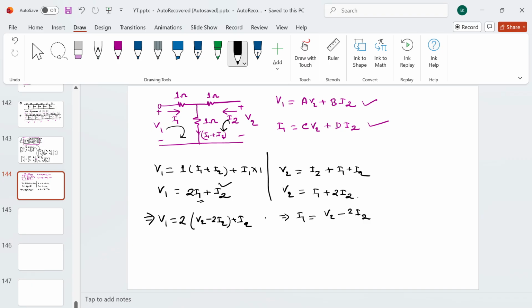plus I2. So what you will get? V1 is equals to 2V2 minus 4I2 plus I2. V1 is equals to 2V2 minus 3I2. Okay, I know these things. Like V2 is equals to minus 3I2.